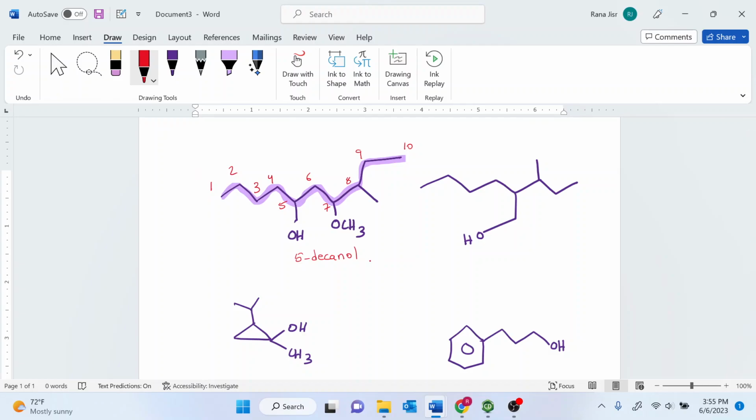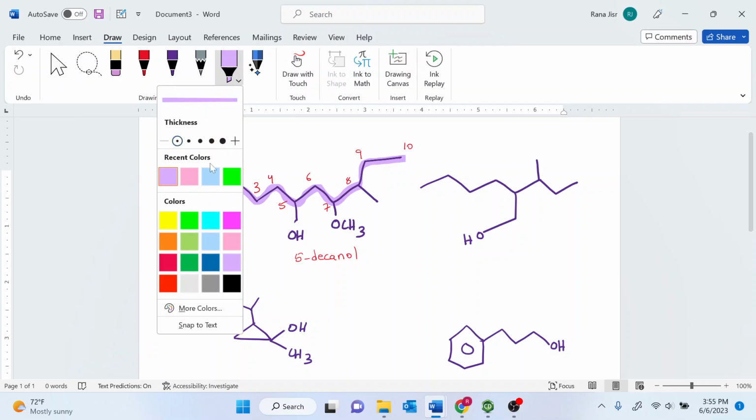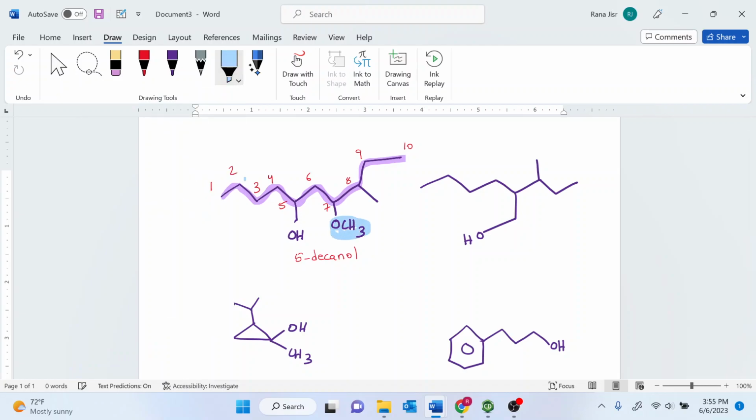Now, the substituents that I have are the OCH3 substituent, and I have the methyl substituent. Just arrange them in alphabetical order. This is going to be a methyl, and this is going to be a methoxy. So the methoxy is going to come first. So it's going to be a 7-methoxy, 8-methyl, 5-decanol.